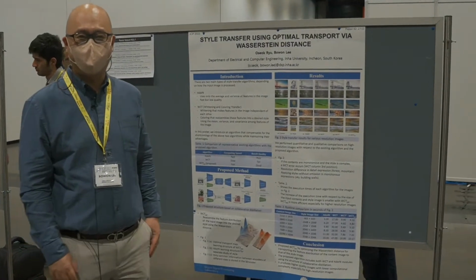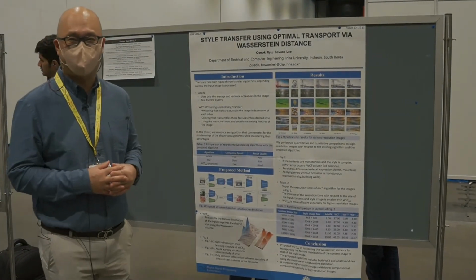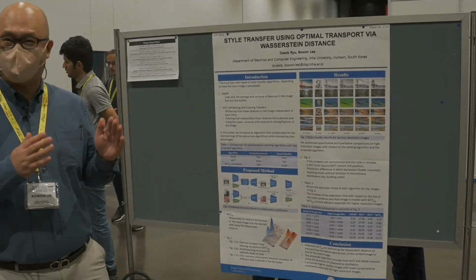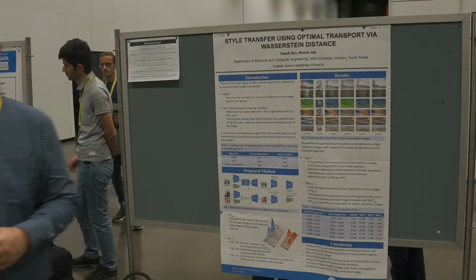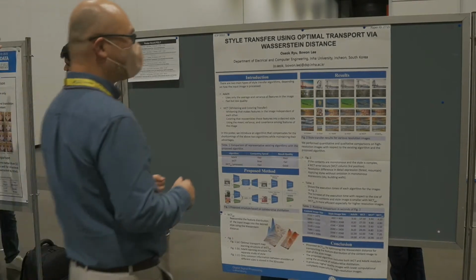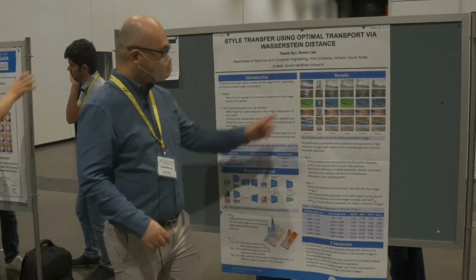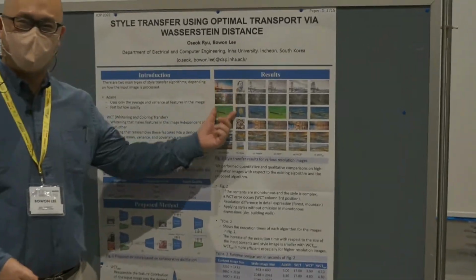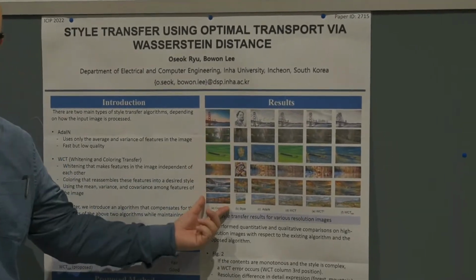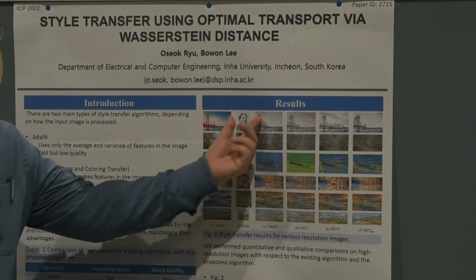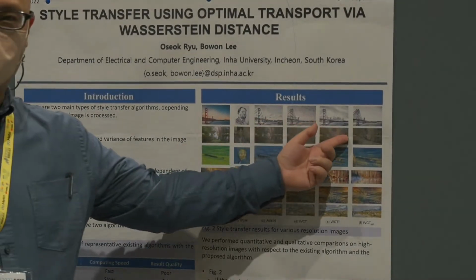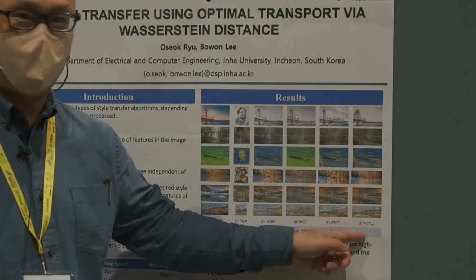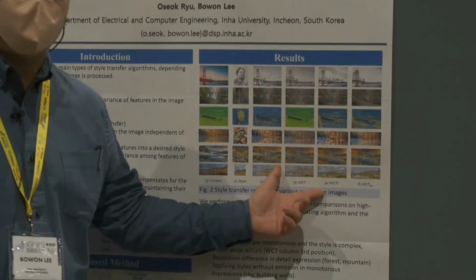Hello everyone. I'm presenting our work on style transfer using Wasserstein distance. So let me briefly go through this poster. Image style transfer is the method of preserving the contents of the images, the first column, and applying the style of the style image to get the new output, and then these are the results. And in the rightmost column we have our method, and before that we have some examples from the existing ones.